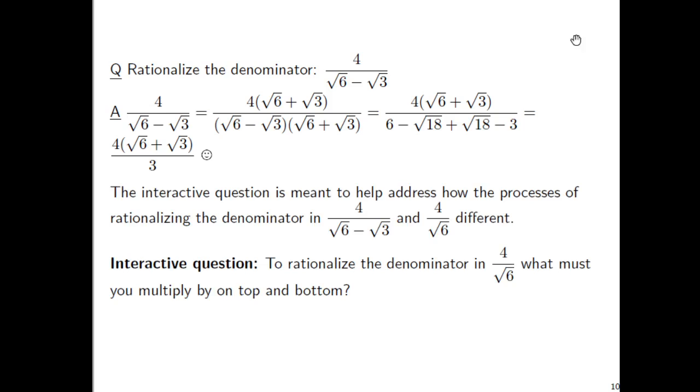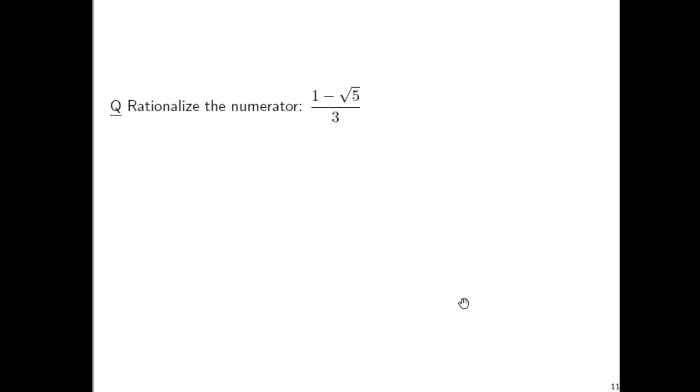Okay, the interactive question for the day is meant to help address how the process of rationalizing the denominator in the fraction we just looked at and this other fraction, 4 over root 6, are different. So here's the question to answer. To rationalize the denominator in 4 over root 6, what must you multiply by on top and bottom?